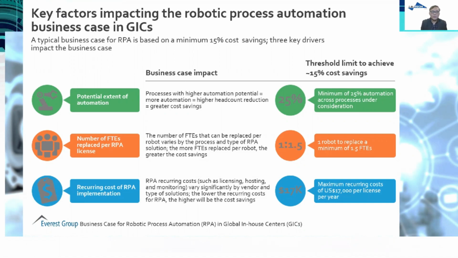Business case impact. Potential extent of automation: a minimum of 15% automation across processes under consideration. Number of FTEs replaced per RPA license: one robot to replace a minimum of 1.5 FTEs. Recurring cost of RPA implementation: a maximum of US$17,000 per license per year. So those are the impacts of RPA in the business sector.